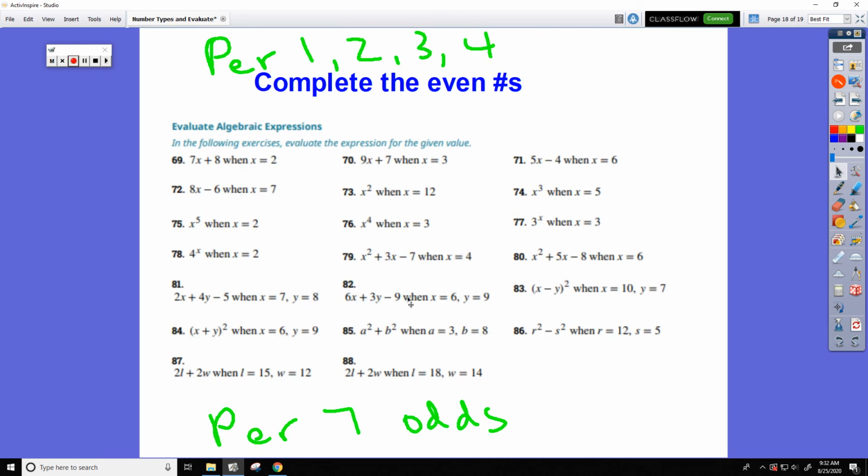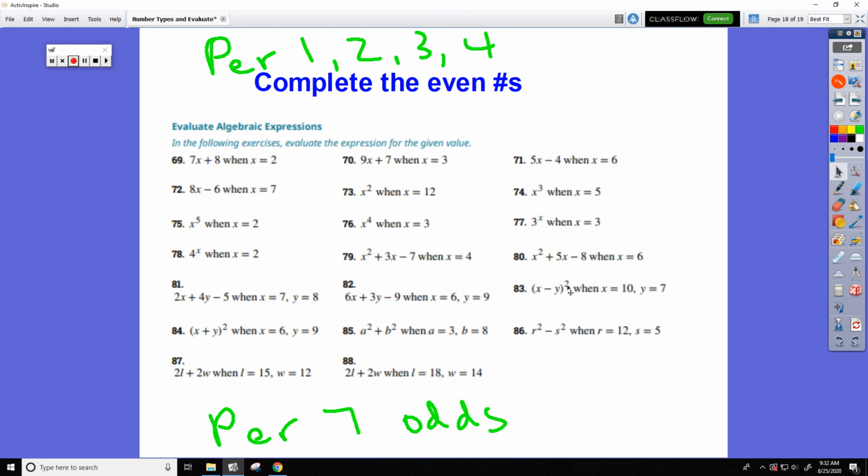So this is your assignment. Periods 1, 2, 3, and 4, you do the even numbers, period 7, you're going to do the odd numbers. You're going to evaluate these expressions. Remember, you're not solving. There's no equal sign on the expression. There is an equal to tell you how much X and Y are. Remember to follow PEMDAS.